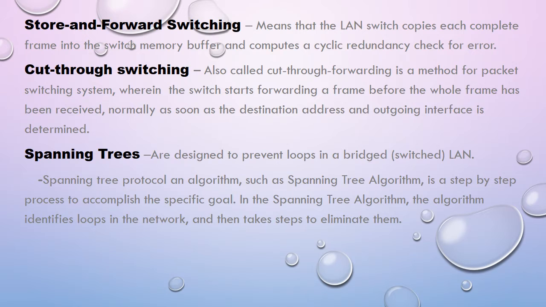Spanning trees are designed to prevent loops in a bridged switch LAN, or local area network. The spanning tree protocol and algorithm is a step-by-step process to accomplish a specific goal. In the spanning tree algorithm, the algorithm identifies loops in the network and then takes steps to eliminate them.